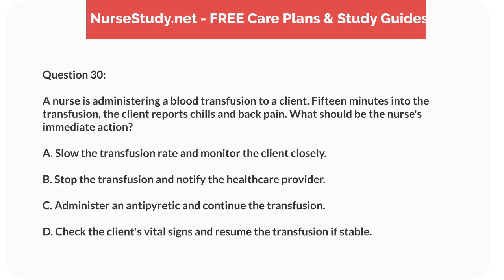Question 30. A nurse is administering a blood transfusion to a client. 15 minutes into the transfusion, the client reports chills and back pain. What should be the nurse's immediate action? A. Slow the transfusion rate and monitor the client closely. B. Stop the transfusion and notify the healthcare provider. C. Administer an antipyretic and continue the transfusion. D. Check the client's vital signs and resume the transfusion if stable.